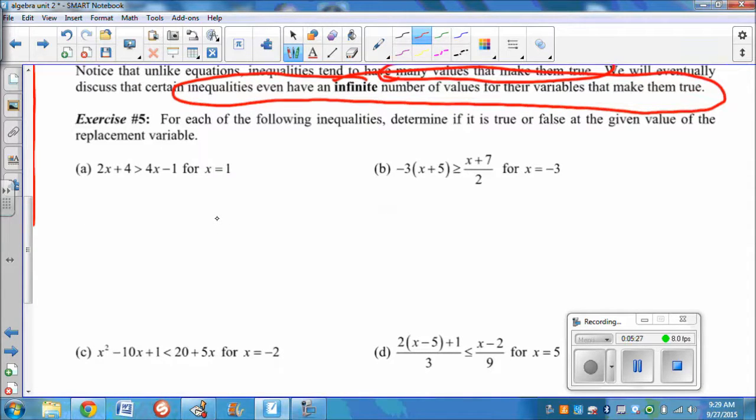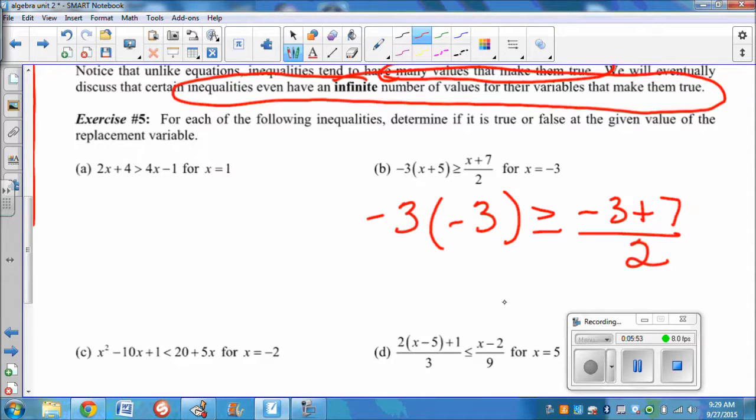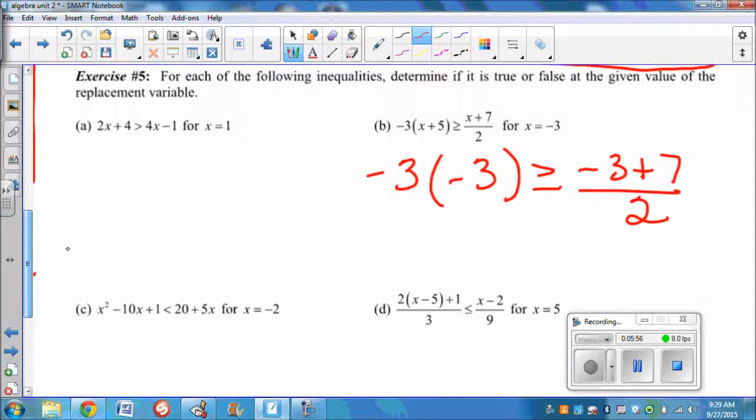So let's go down to exercise 5, and we're going to look at letter B. It says, for each of the following inequalities, determine if it's true or false at the given replacement value for the variable. Similar idea. -3, but something a little bit more complicated looking. -3 plus 7 divided by 2. Let's do this one by some mental math. That's 9. Is that greater than or equal to 4 divided by 2? Is 9 greater than or equal to 2?